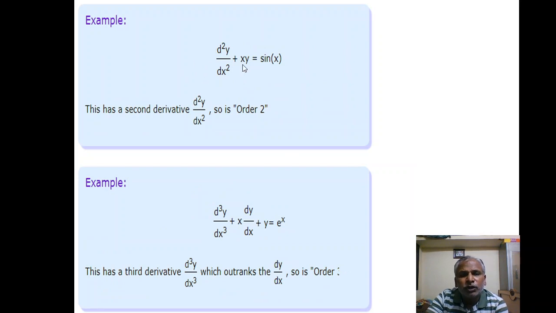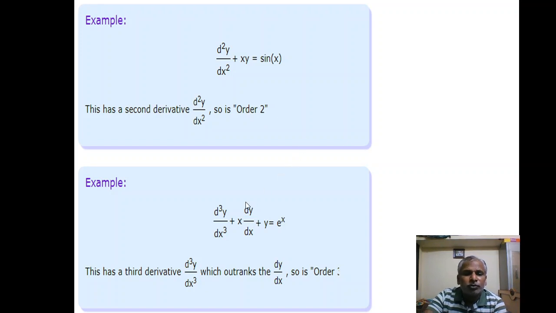Now the next one. This equation contains y as the dependent variable and x independent. The second order derivative of y, d square y by dx square, occurs in this equation. Since this is a differential equation and the highest order of derivative is 2, hence it is a differential equation of order 2.